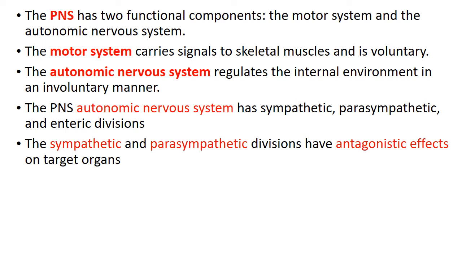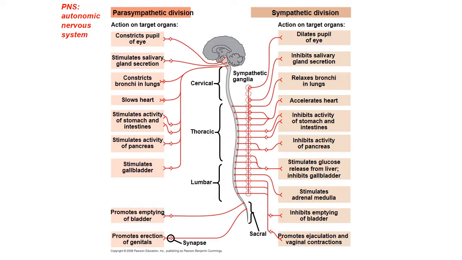The sympathetic and parasympathetic divisions have antagonistic effects on target organs. Antagonistic means opposite. The sympathetic division prepares the body to deal with exciting or stressful situations and energy generation, for example, fight or flight. The parasympathetic division causes opposite responses that promote calming or a return to self-maintenance functions, for example, rest and digest. And see the opposite functions carried out by the parasympathetic division and the sympathetic division.